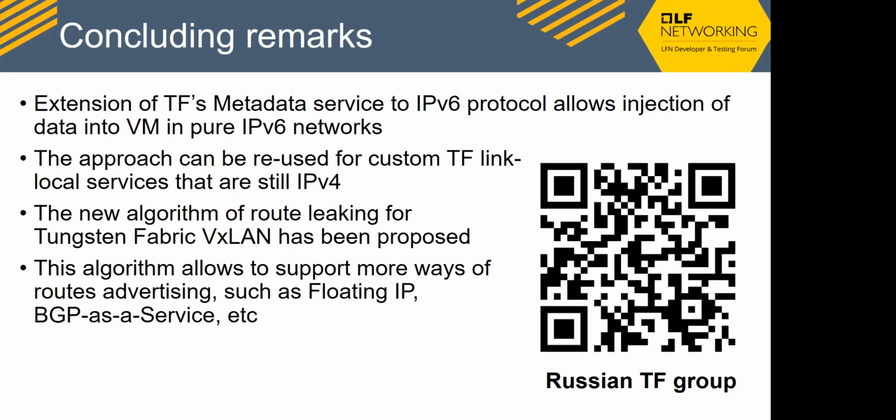A new version of the Tungsten Fabric metadata service allows injection of data into virtual machines in pure IPv6 networks. Moreover, this approach can be reused for custom TF link-local services that are still IPv4. And a new algorithm of route linking was proposed. This algorithm allows supporting floating IP, BGP as a service, and ECMP routes. Okay, I think that's all. Thank you.